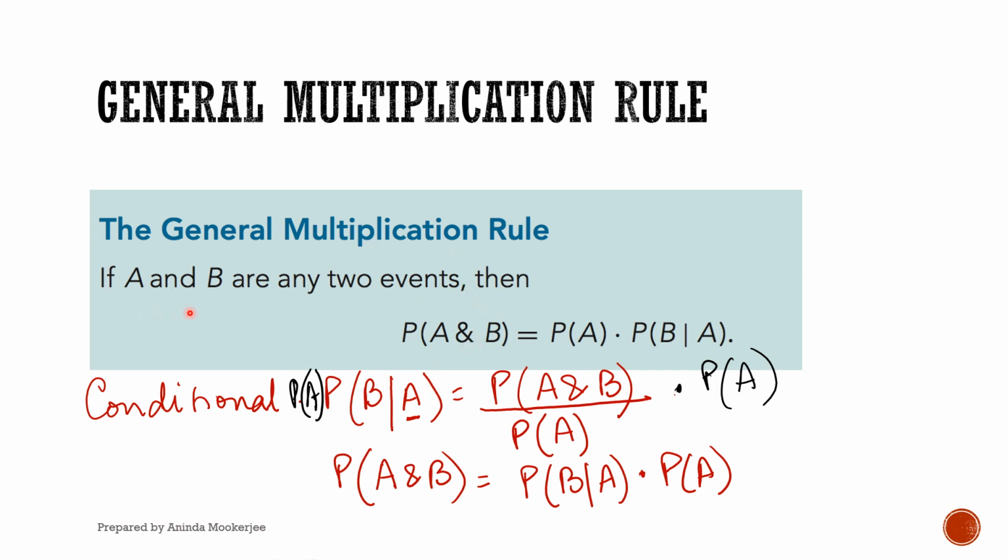So if A and B are any two events, then the joint probability of A and B happening together is equal to the probability of A multiplied by the probability of B given A. All right?